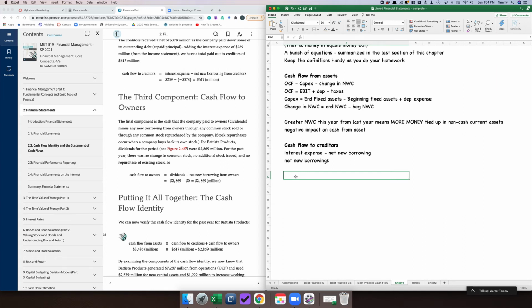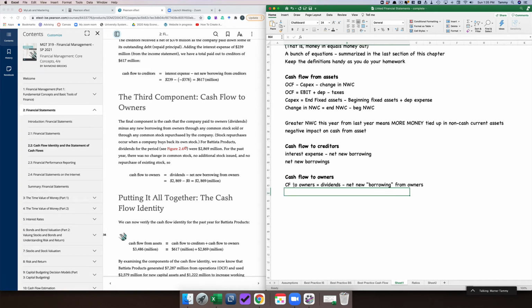And then the third element that we need to consider is cash flow to owners. Cash flow to owners is defined as the dividends or withdrawals that are paid out to owners, and then you subtract new equity raised. So they've used the term borrowing somewhat incorrectly here in the textbook. I don't like that. I would consider it more of an investment, an inflow of investment capital or contributed capital from the owners. So that's very straightforward to calculate.